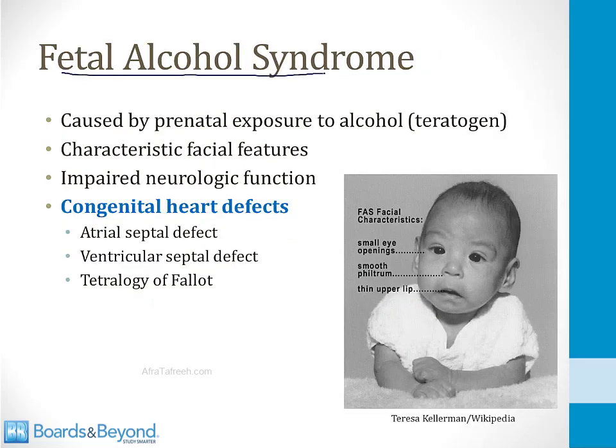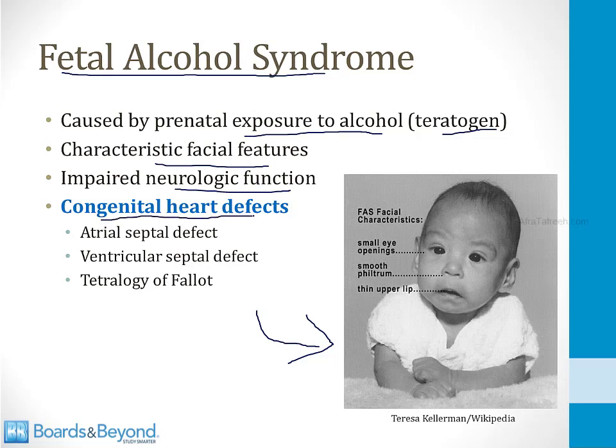Fetal alcohol syndrome is caused by extensive prenatal exposure to alcohol. Alcohol is a teratogen, so if the mother drinks too much alcohol while pregnant, her baby can develop fetal alcohol syndrome. This is a constellation of findings which includes characteristic facial features. This is a baby with fetal alcohol syndrome shown on the screen here. In addition, these babies have impaired neurologic function, but the reason I'm talking about it now is because one component of fetal alcohol syndrome is the presence of numerous congenital heart defects. Among the commonly seen defects are atrial septal defects, ventricular septal defects, and also tetralogy of Fallot.